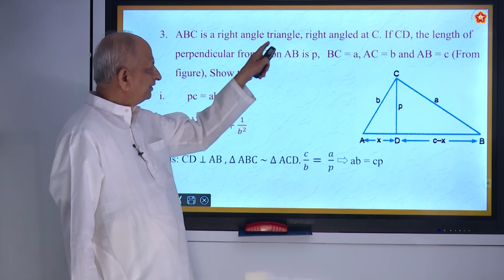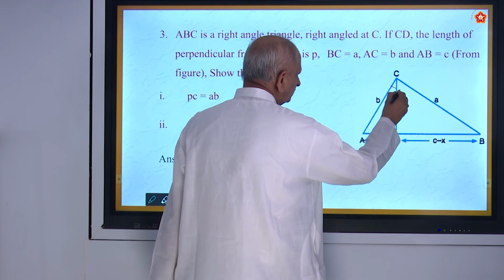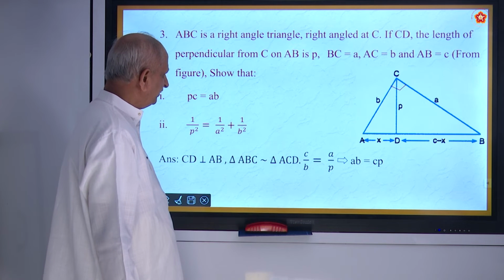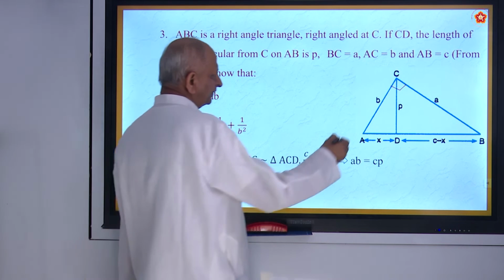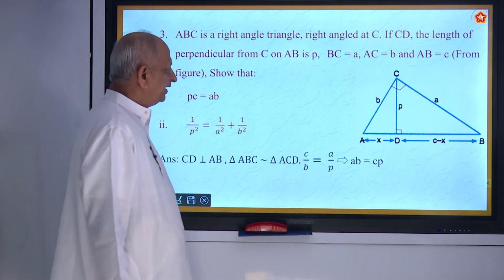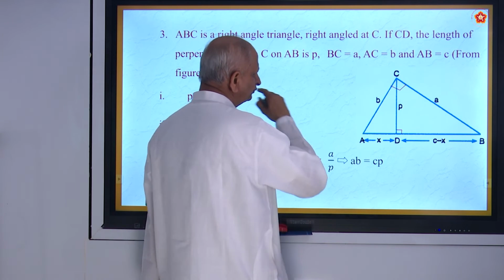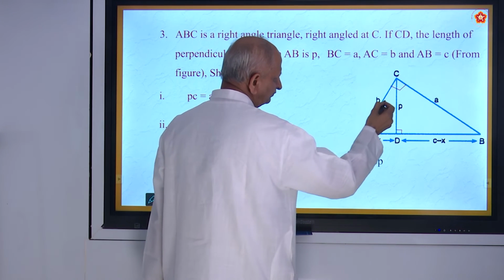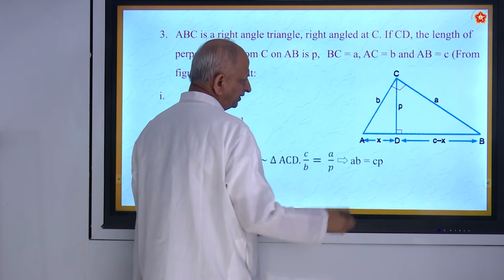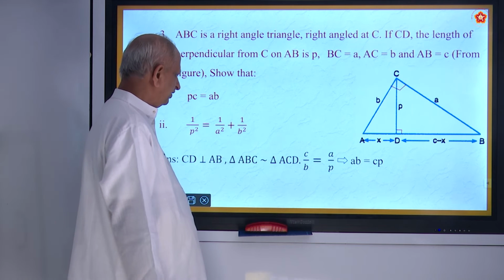ABC is a right angle triangle with right angle at C. So this is right angle. If CD is the length of the perpendicular from C on AB, and that is P. This is P. Then BC is equal to A, AC is equal to B, AB is equal to C. From the figure, show that PC is equal to AB.